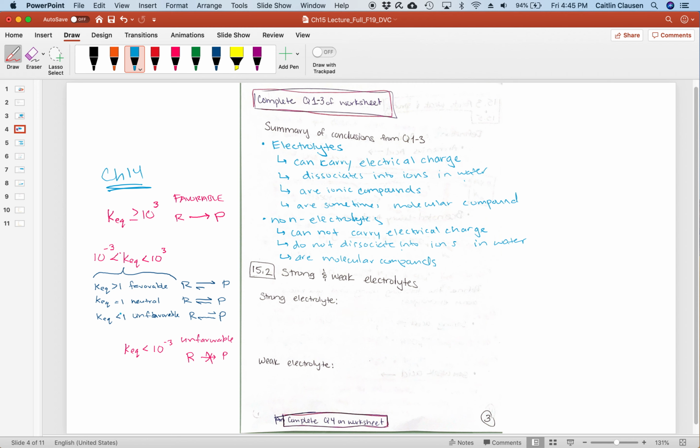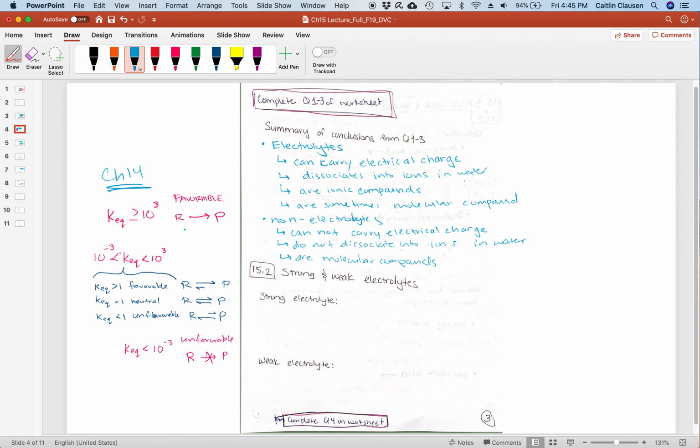And then when your equilibrium constant is less than 1, you have unfavorable. And so you have only a little bit of product being made, but most of it stays as reactant. And then once you get below 10 to the minus 3, it is considered unfavorable as well. And we say the reaction does not go to completion at all, and you just have a bunch of reactant in your flask. So we're going to use these equilibrium constant concepts and guidelines to figure out what a strong electrolyte is.